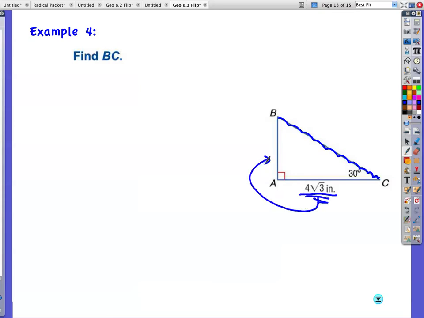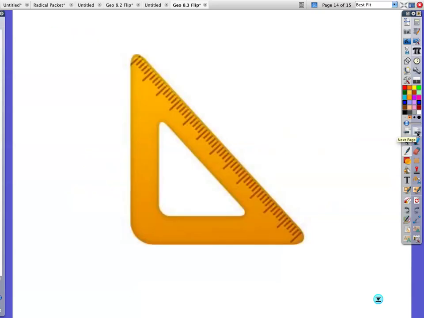So to go from my long leg to my short side, I have to divide by square root 3. So I'm going to do the math over here. 4 divided by square root 3. Nice! It cancels out. So my short side is 4, and my short side is always half my hypotenuse. So I double it up, and I get 8 for my hypotenuse. And that's the end.